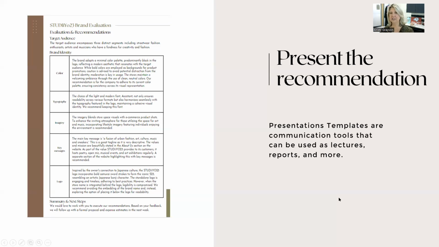The recommendations are communication tools that I have for you, and the templates for these tools can be located in Canvas. You can find them in my lectures and reports and more. For the brand identity assignment, you have a full-blown 5-page audit that you're doing on the brand. In terms of the identity, we're going to evaluate their colors, their typography, their imagery, their key messages, and their logo.